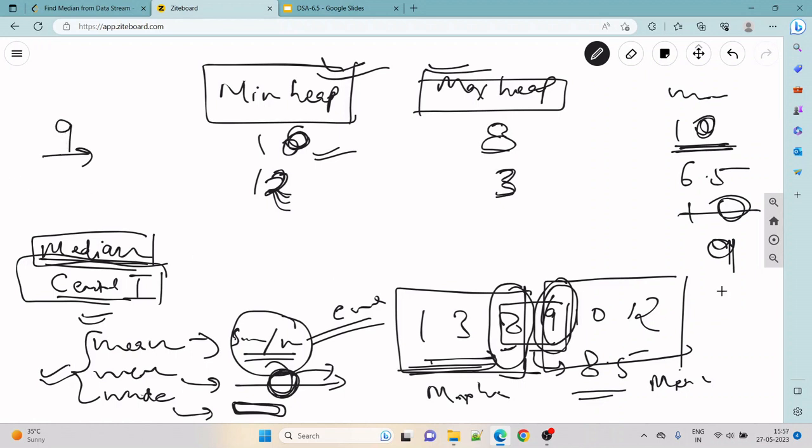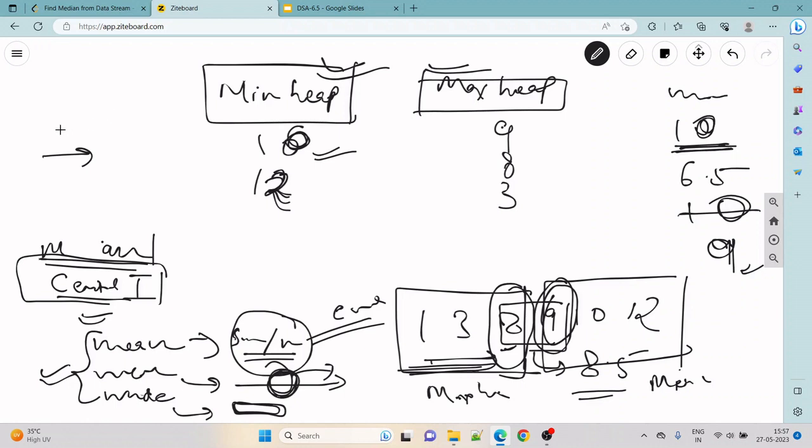Now 9 is the same as the median, so we just put it in the max heap and it becomes 9, 8, 3. The number of elements is odd, so the top of the max heap, whose length is bigger than the min heap, becomes the median. So 9 stays the median.